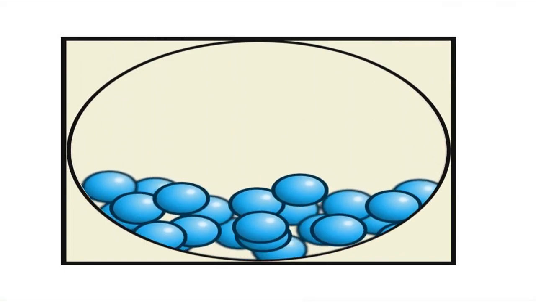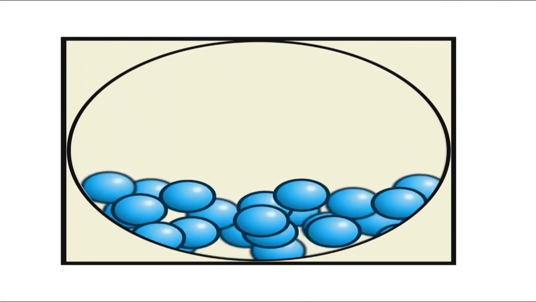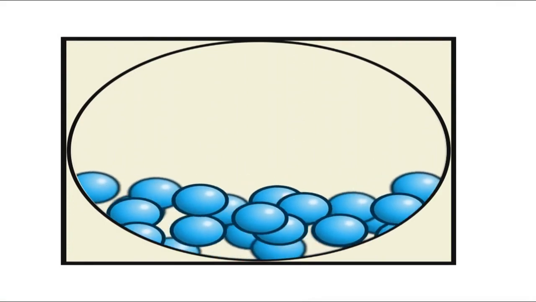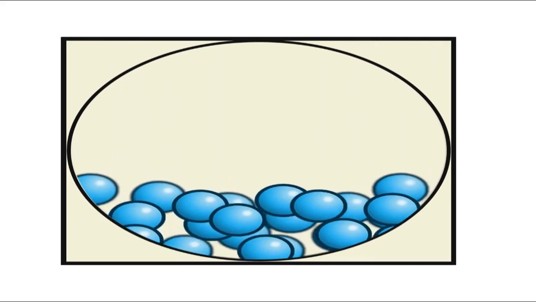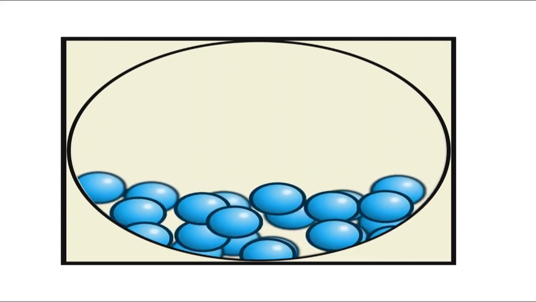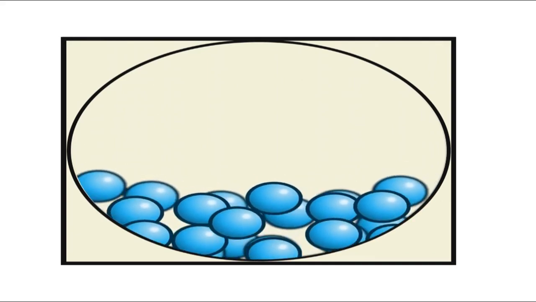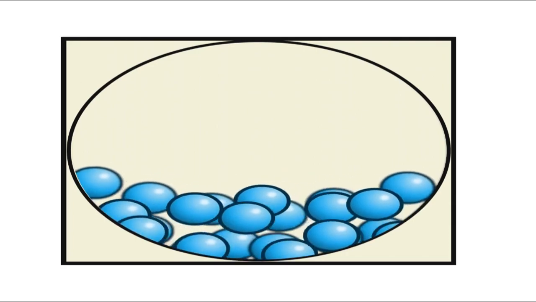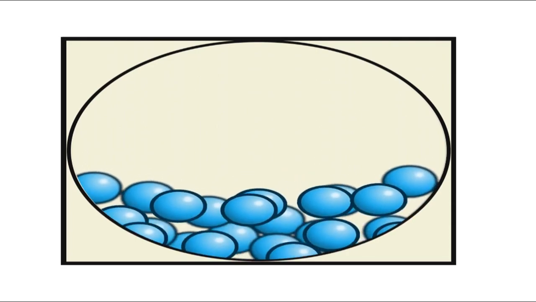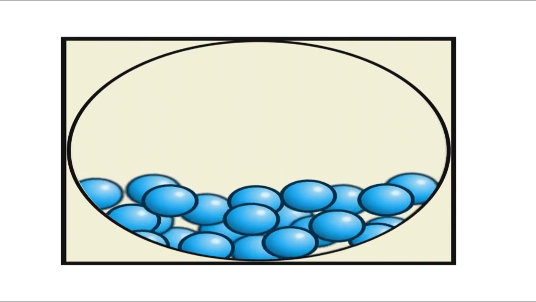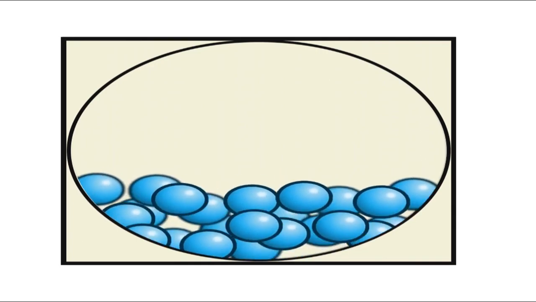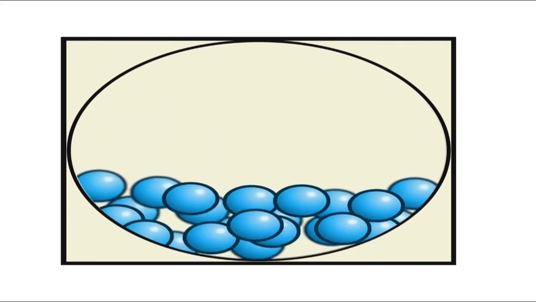Now look at the movement in this illustration. In a liquid, the particles are close together, but not as close as those in a solid. The particles are not arranged in a fixed regular pattern. The particles are free to move and collide with one another. This explains why a liquid has a fixed volume but not a fixed shape. Liquids cannot be compressed.